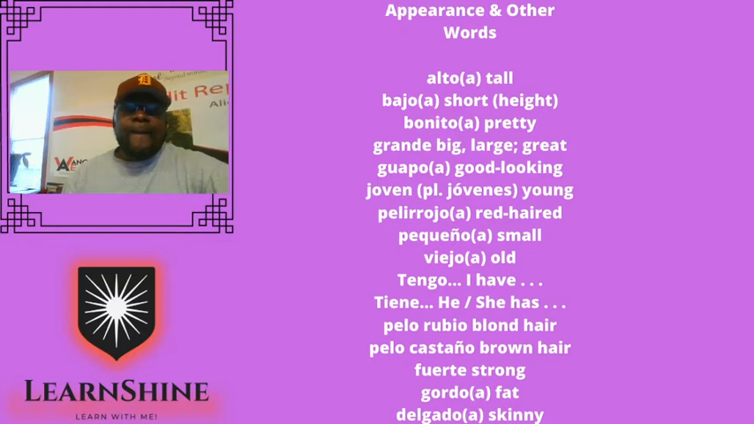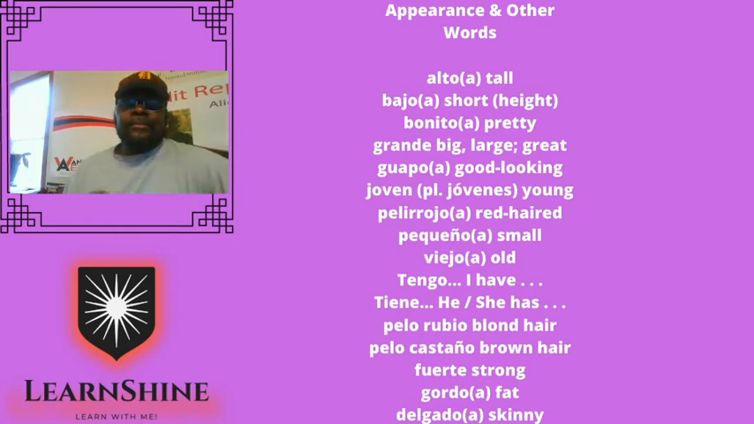Pequeño. Viejo. Now I'm going to skip down to strong, fat, and skinny for a reason. Fuerte. Gordo. Delgado. Again, fuerte would be another example, like inteligente, an adjective that ends in the letter E. It is gender neutral. But gordo and delgado, the O can be changed to an A.